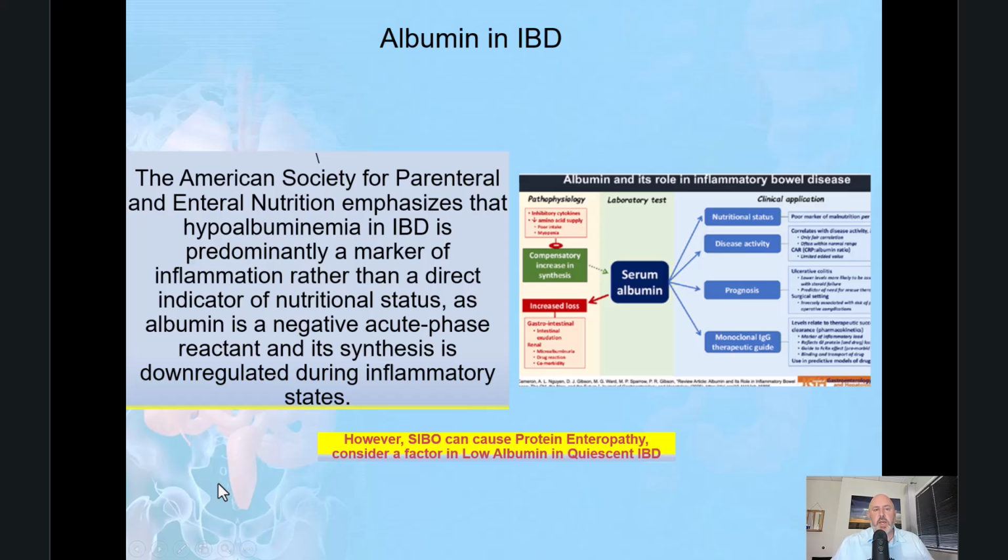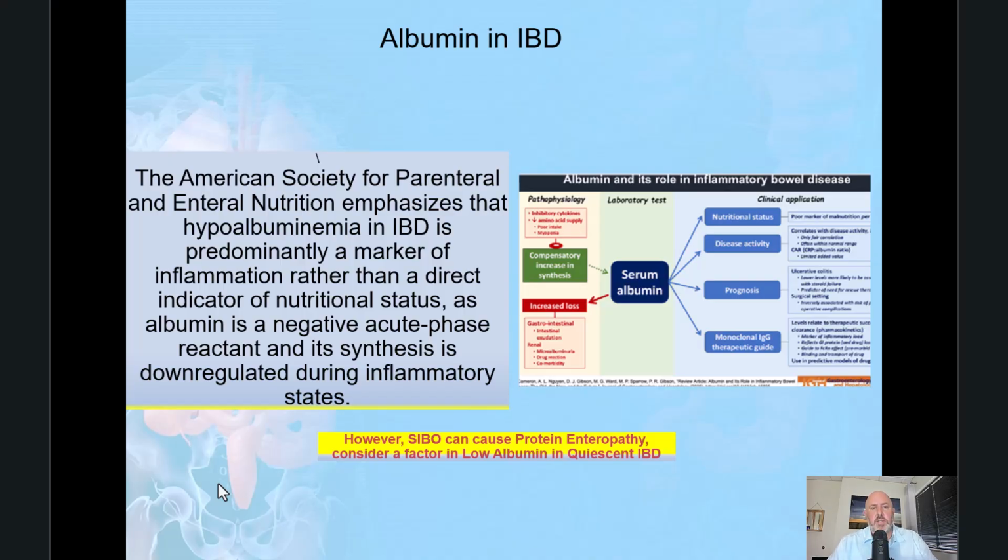Albumin is a very common discussion in the IBD space. It's a marker of disease status, and that's picked up on a general chem panel. Low albumin is a marker of disease activity in IBD, and sometimes it persists to be low even if disease activity is not taking place. This can be related to potentially protein malabsorption.